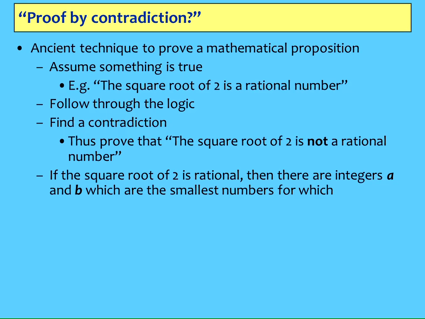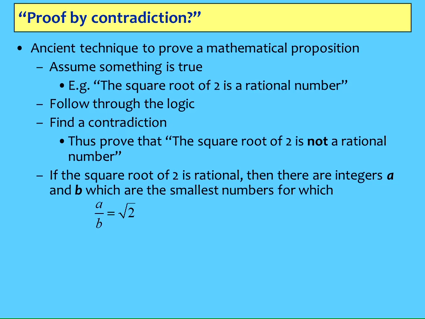So if you assume that the Pythagoreans were right, that all numbers are rational numbers, then you can start by saying, is the square root of 2 a rational number? Well, if it is, there must be two integers, a and b, which are the smallest numbers for which the following statement is true: that a over b equals the square root of 2. If the square root of 2 is a rational number, then there must be two integers, the smallest possible integers, such that a over b equals the square root of 2.